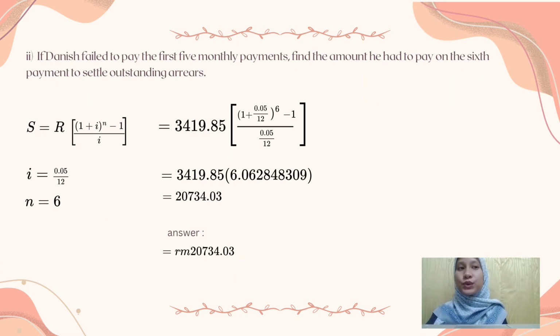Next, we move to question 2, part 2, Roman. For this question, we need to find the amount he had to pay on the sixth payment to settle the outstanding arrears. In this situation, the monthly payment is R equals 3,419 ringgit and 85 cents. The monthly interest rate is I equals 0.05 over 12, and the number of missed payments is N equals 6. Then we need to substitute these values into the formula given. Lastly, we need to calculate the amount of R multiplied by the bracket solution. Then we get the answer. So the answer is 20,734 ringgit and 3 cents.